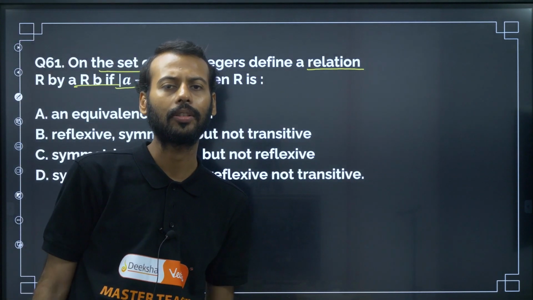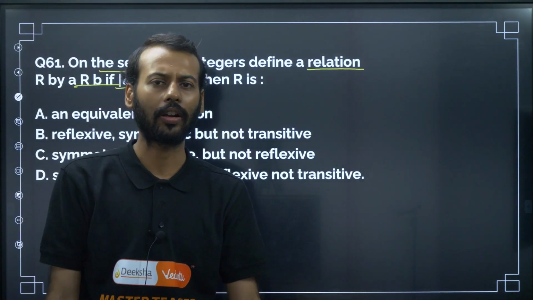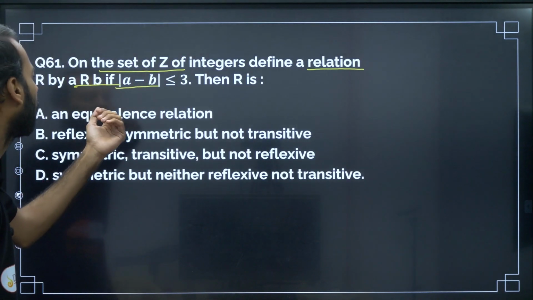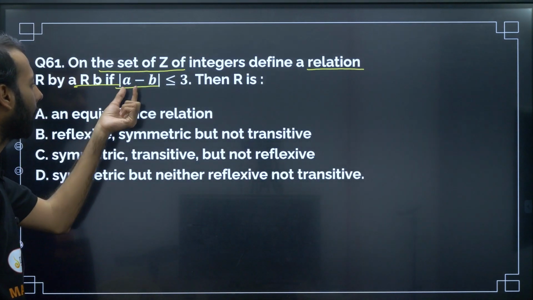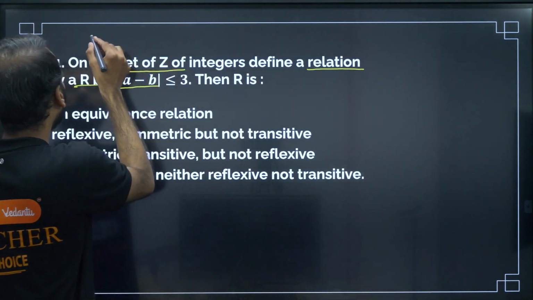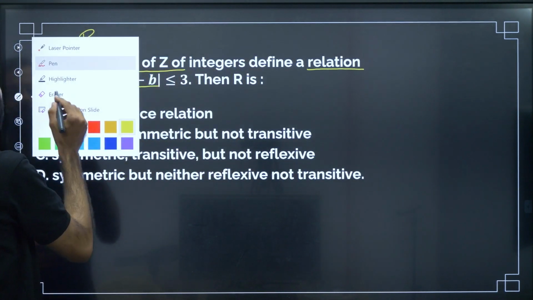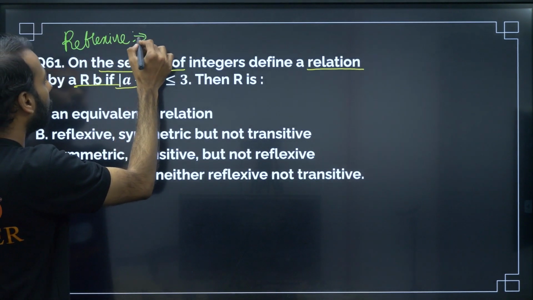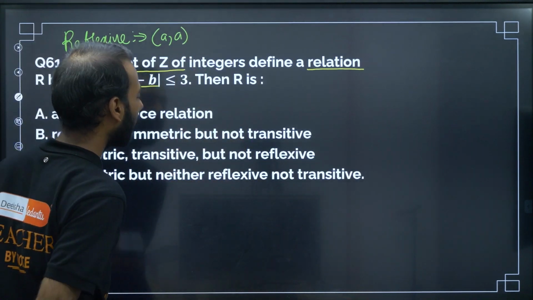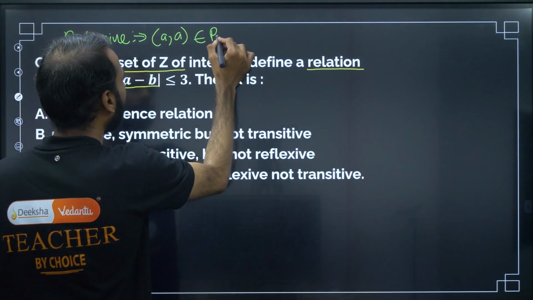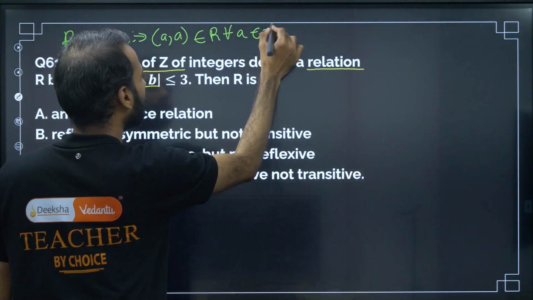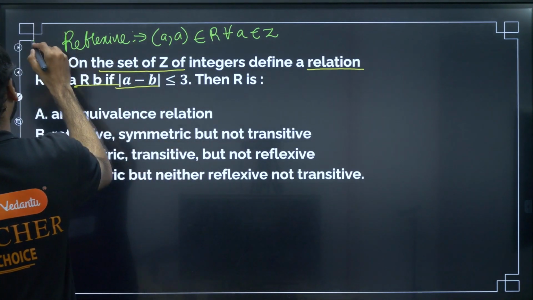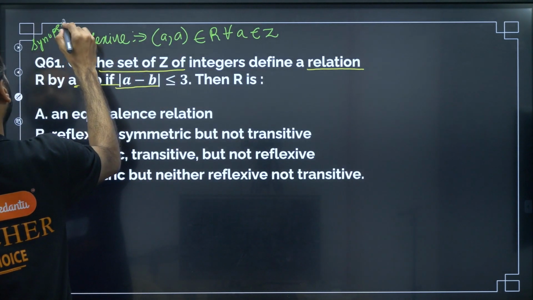In the relations and functions chapter, especially in relations, our major task is to find whether the relation is reflexive, symmetric, or transitive. Same task they have given us here. Try to recall the synopsis. For a relation to be reflexive, (a, a) belongs to R for every a belongs to Z. So this is the definition of reflexive. I will write the synopsis for reflexive, symmetric and transitive.